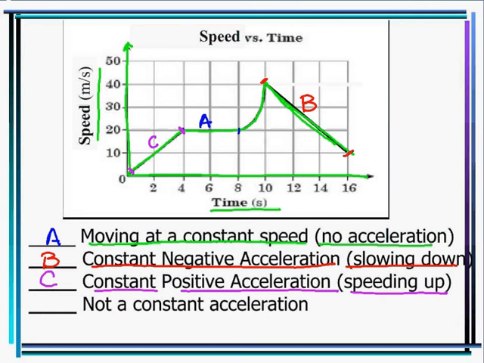And then the last one we will look at is not constant acceleration, meaning a changing or variable acceleration. Well, that would be between there and here, because you see how it's not a straight line. So that would be D. D is not a constant acceleration because you don't have a constant slope, a straight line.